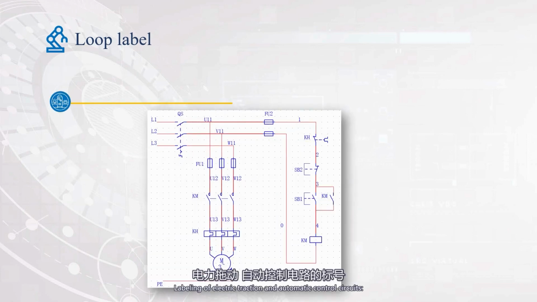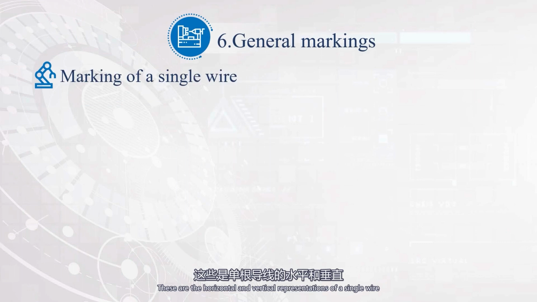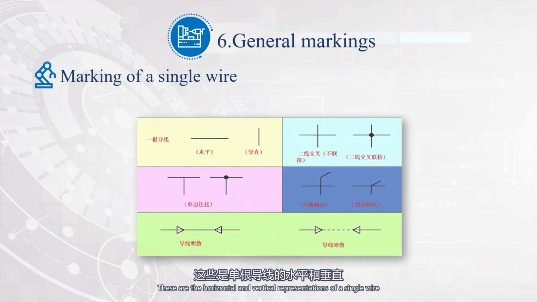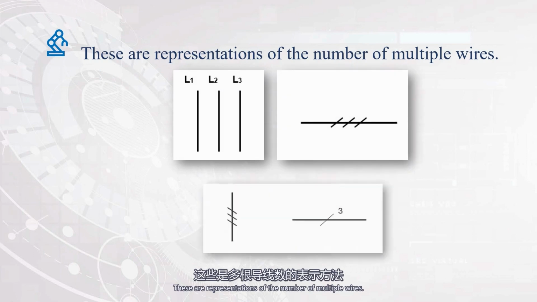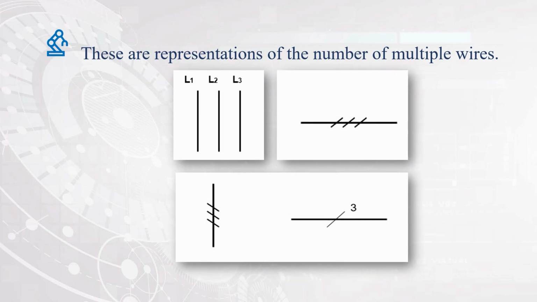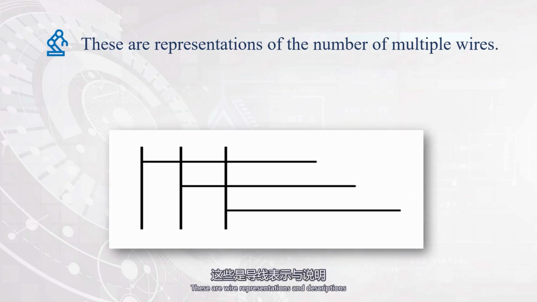Labeling of electric traction and automatic control circuits. Primary circuit, composed of text symbols and numerical labels, such as three-phase AC power supply, L1, L2, L3. These are the horizontal and vertical representations of a single wire, the cross-connection and non-connection of two wires, the exposed laying of wires, and the concealed laying of wires. These are representations of the number of multiple wires. These are wire representations and descriptions, as shown in Figure 1.